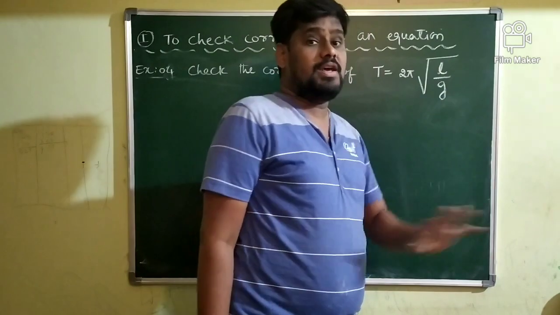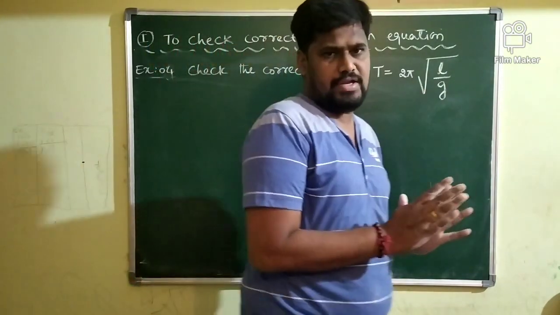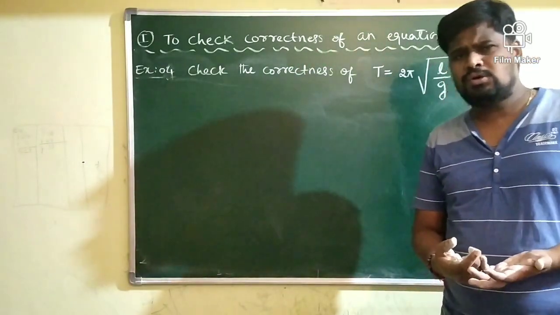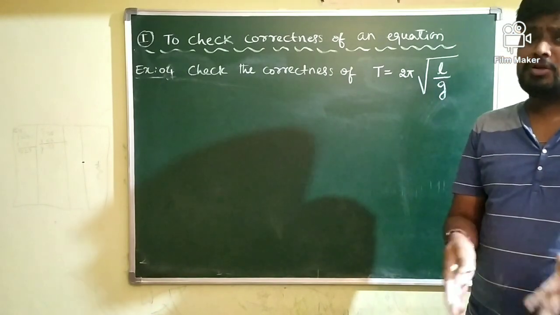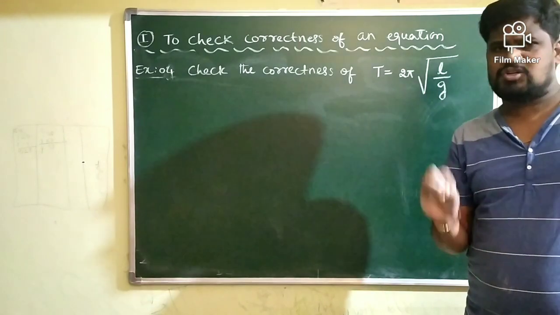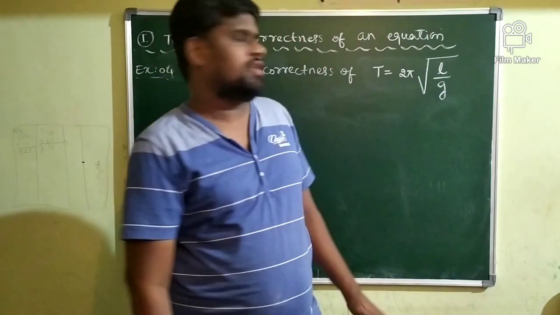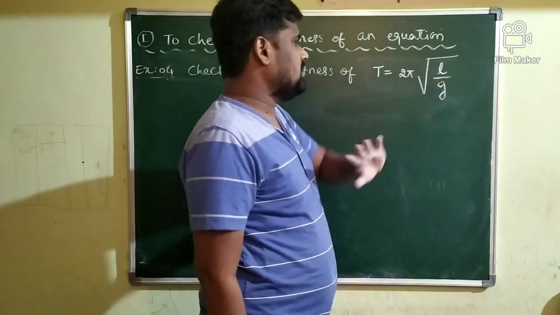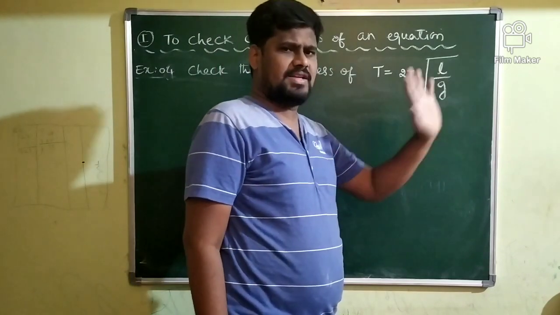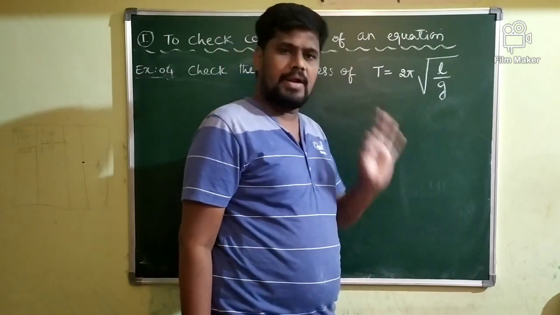L is length here, and g stands for acceleration due to gravity, or else it is acceleration. Acceleration due to gravity is also acceleration due to the gravitational force. It is also one type of acceleration. The acceleration of a body due to the gravitational force, we call acceleration due to gravity here. Therefore, L is called the length of a pendulum, g is called acceleration due to gravity, and T is called the time period.